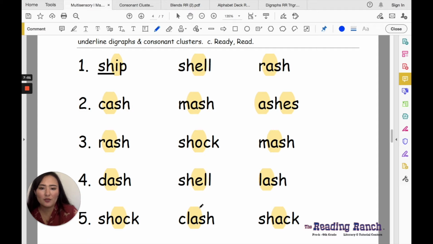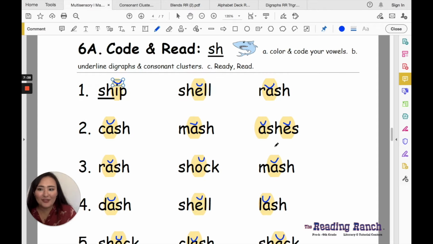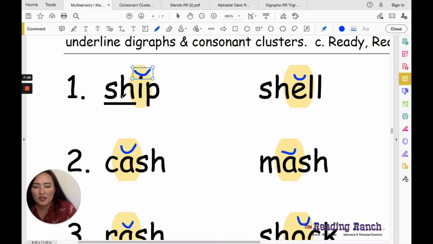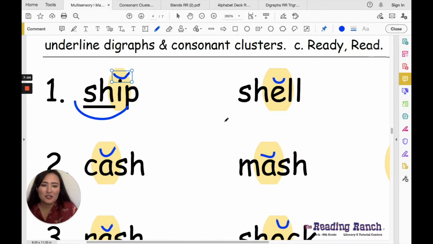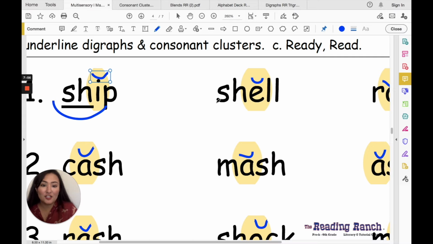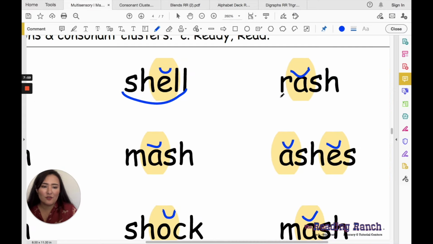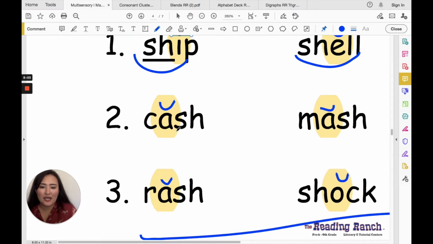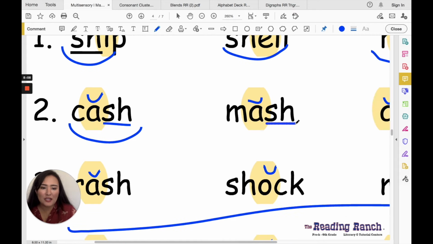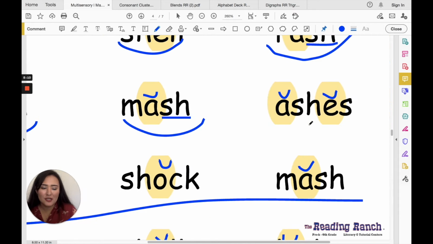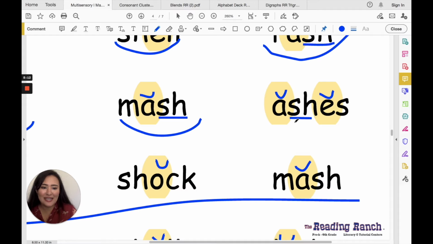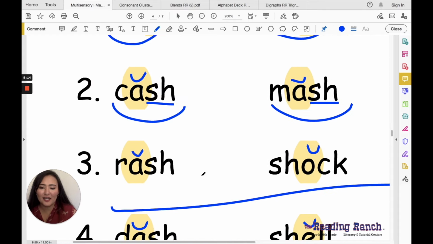So go ahead and code the rest of your vowels. Okay, you ready to do some reading? Ship, ship, good job. Shell, shell. Ash, rash. Ash, cash. Ash, mash. Ash, ashes. Good. Ash, rash.